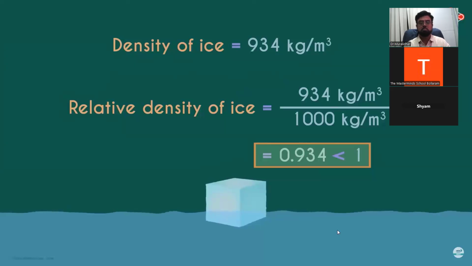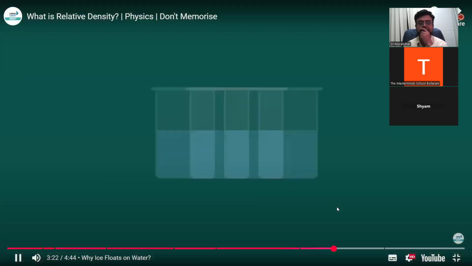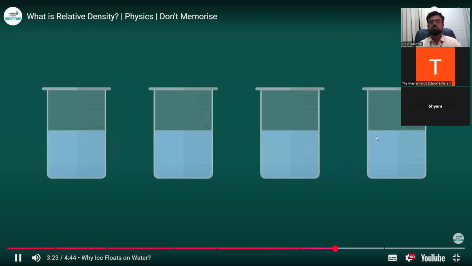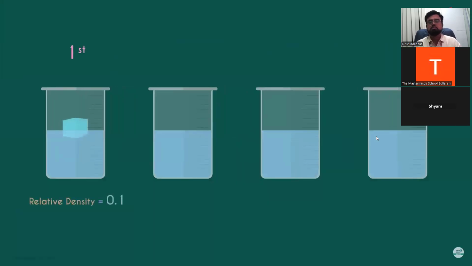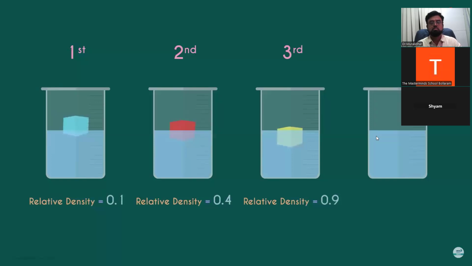We can understand this with a simple diagram. Take 4 beakers filled with water. In the first one, drop a substance with a relative density of 0.1. You'll see that it floats like this. In the second one, drop a substance with relative density of 0.4 and you'll see that it floats like this. More of it is inside the water. And if it's 0.9, even more of it will be inside the water, but it will still float. And if it's greater than 1, say 1.2 or 1.3, then it will sink.